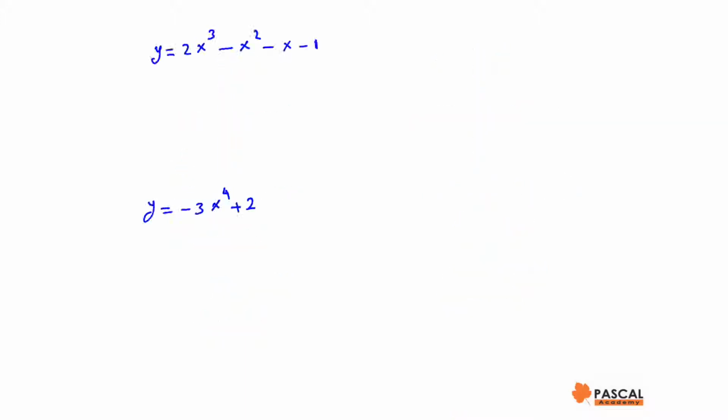Let's have a couple of examples. y = 2x^3 - x^2 - x - 1 is an odd degree polynomial. The degree is 3. The dominant term is 2x^3. The end behavior is from Q3 to Q1. It's odd and the coefficient is positive.